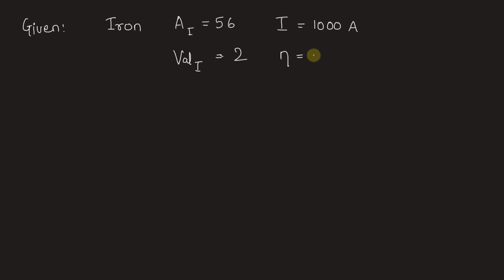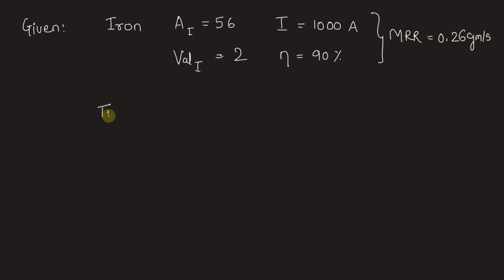So it is given that for iron, its atomic weight, we'll write A_I, is equal to 56. Valency of iron, let's write it as valency of I, is equal to 2. The current for iron is given to be 1000 ampere, while the efficiency of current is given to be 90%. For this information, the material removal rate is given to be 0.26 grams per second.